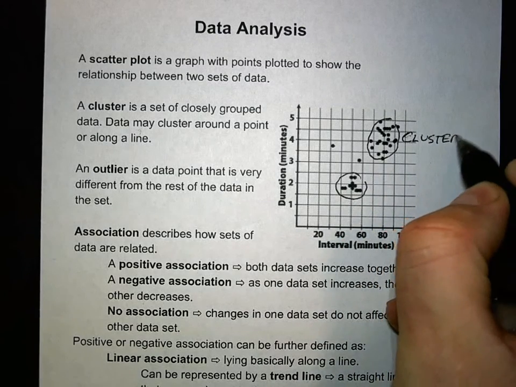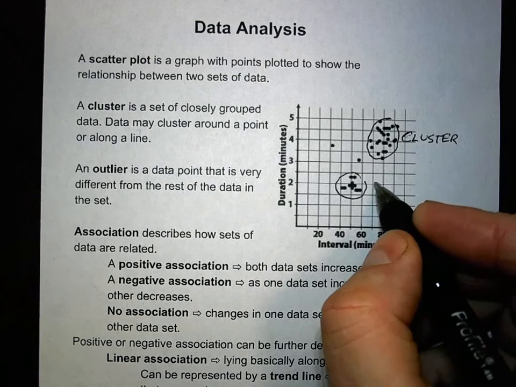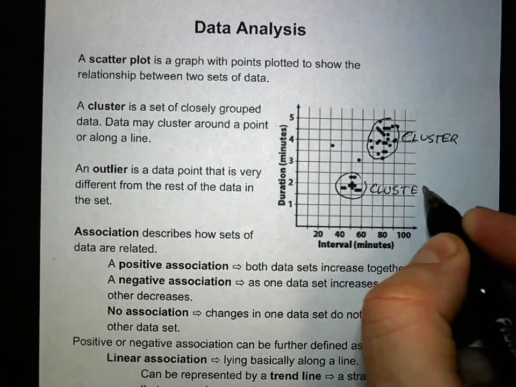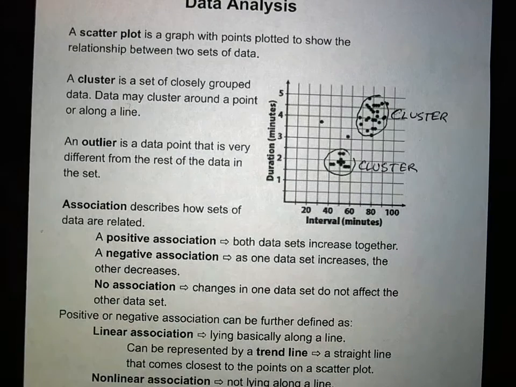That one on the outside is an outlier. So those two are clusters. They're points of data where there's a lot of points all coming together at one spot. They tell us good things about the data.